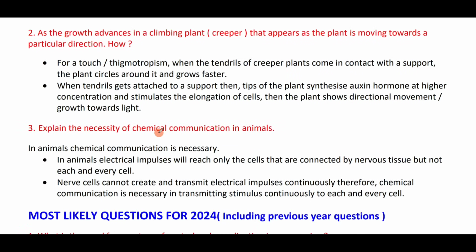Explain the necessity of chemical communication in animals. In animals, electrical impulses will reach only the cells that are connected by nervous tissue, but not each and every cell. Also, the nerve cells cannot create and transmit electrical impulses continuously. Therefore, chemical communication is necessary in transmitting stimulus continuously to each and every cell. Because of this, chemical communication has advantages over electrical communication.